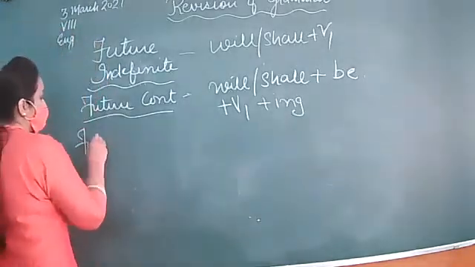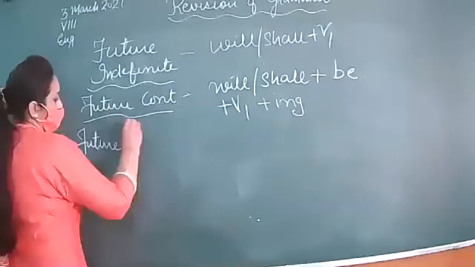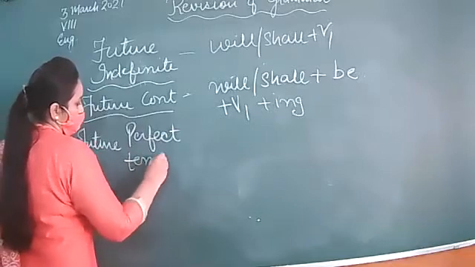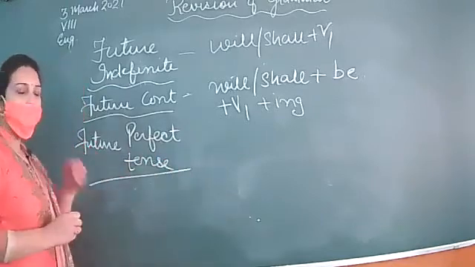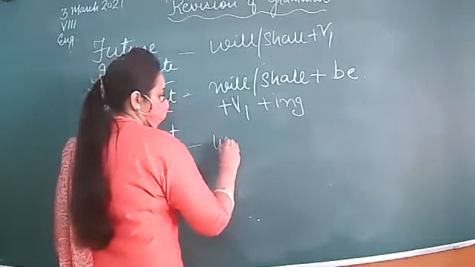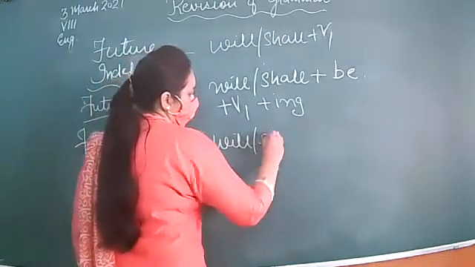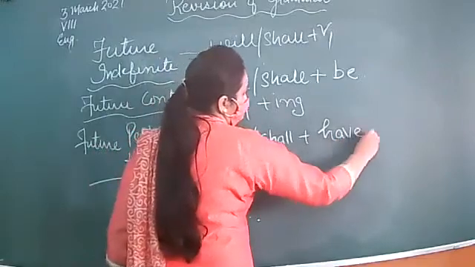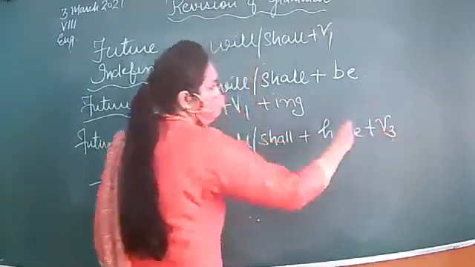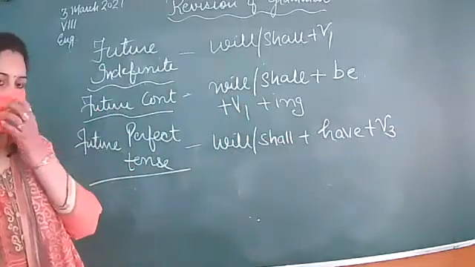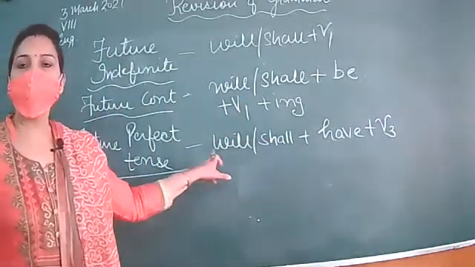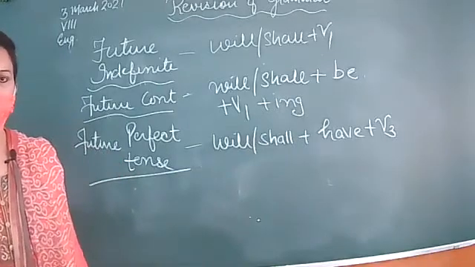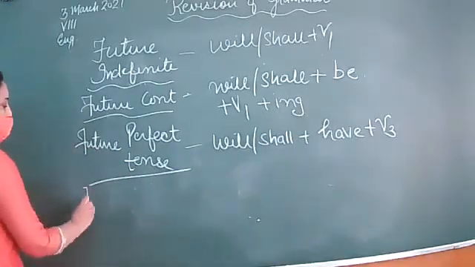And then we have future perfect tense. In future perfect tense, will or shall will come, then you will be adding have plus verb third form. I shall have given him, he will have given him this parcel. Clear?